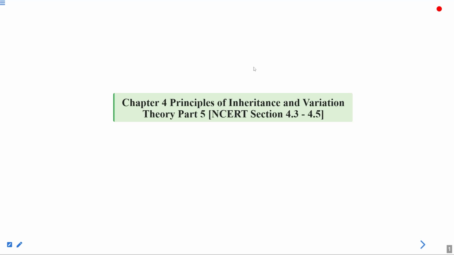Hello everyone and welcome to today's session. Today we'll be discussing the theory related to the chapter Principle of Inheritance and Variation. In today's session we'll be discussing the NCERT sections 4.3, 4.4 and 4.5. And this is part 5 of the lecture.